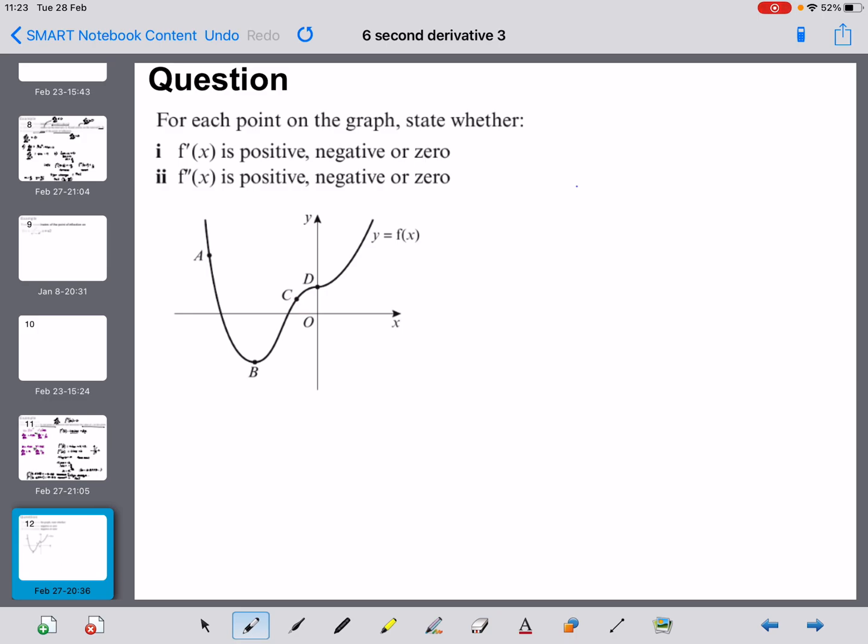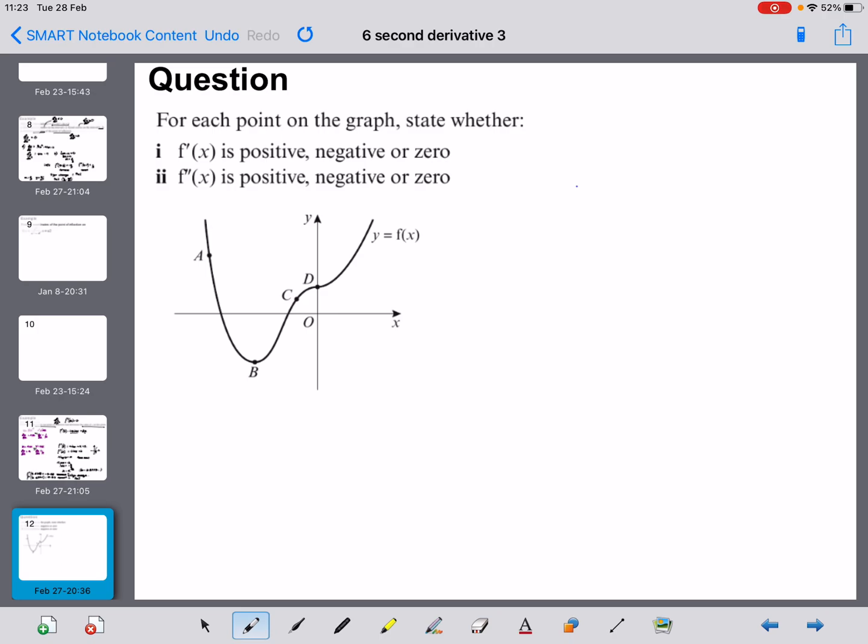So f dash x is the gradient, positive, negative, or 0. And then what you know about the second derivative. Is it concave, in which case it's negative? Is it convex, in which case it's positive? Or is it 0, where there is a point of inflection? Now remember, it doesn't have to be a stationary point of inflection. F double dash x will be 0, where it changes from concave to convex.